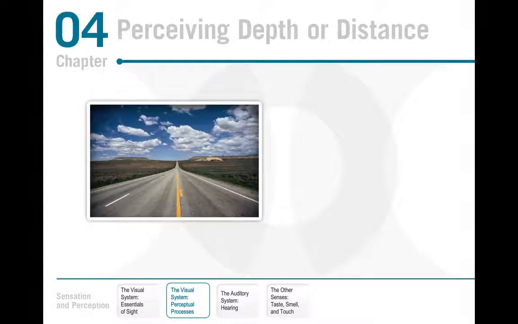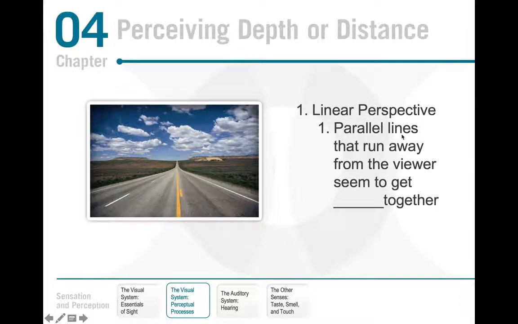Monocular cues are clues about distance based on the image in either eye alone. Pictorial depth cues are cues about distance that can be given in a flat picture. There are 6 prominent pictorial depth cues. First is linear perspective, where parallel lines that run away from the viewer seem to get closer together.